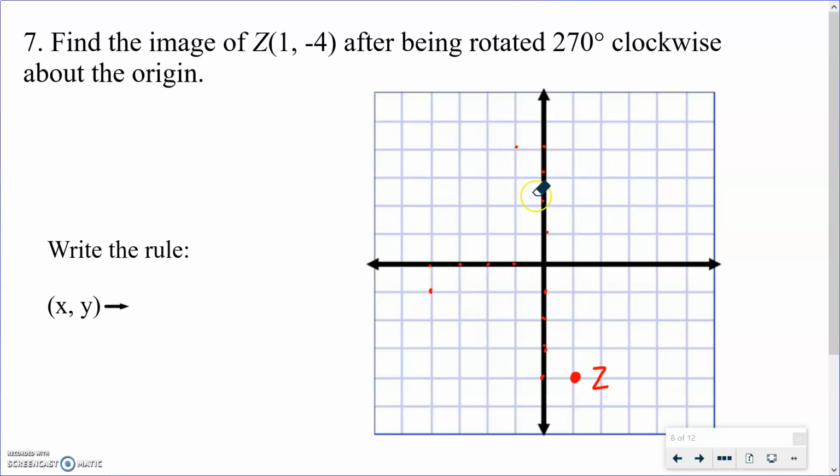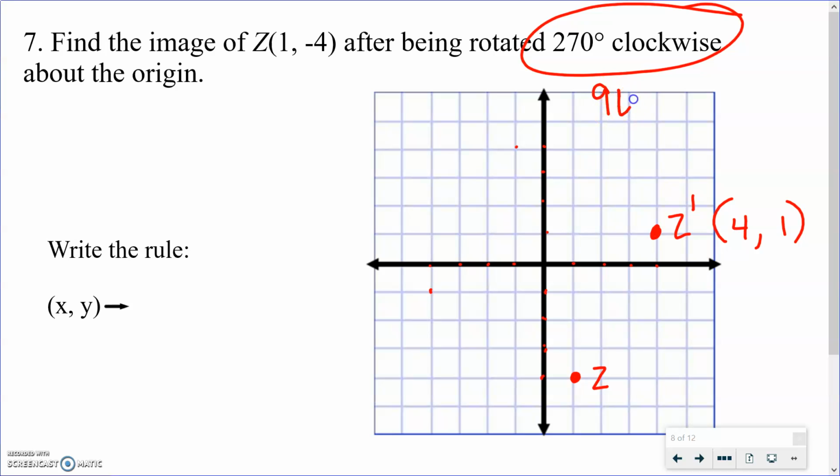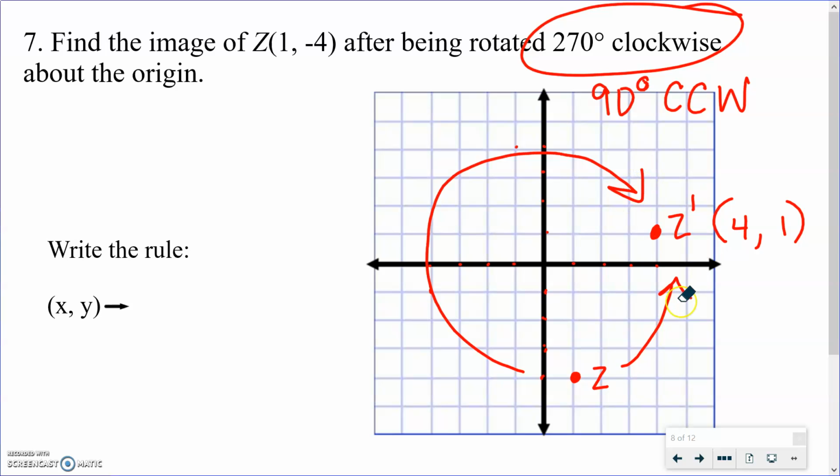That's 2 quarter turns, so that would be 180 degrees. And then 1, 2, 3, 4, 1. And so this is going to be our 270 degrees image of z. Z prime is our new point, and it's at the point 4, 1. Okay. The other thing I want to point out is 270 degrees clockwise is the same as 90 degrees counterclockwise. So I could also just go this direction instead of going all the way around 3/4 of a turn that way. I could go 90 degrees this way to find that same point.